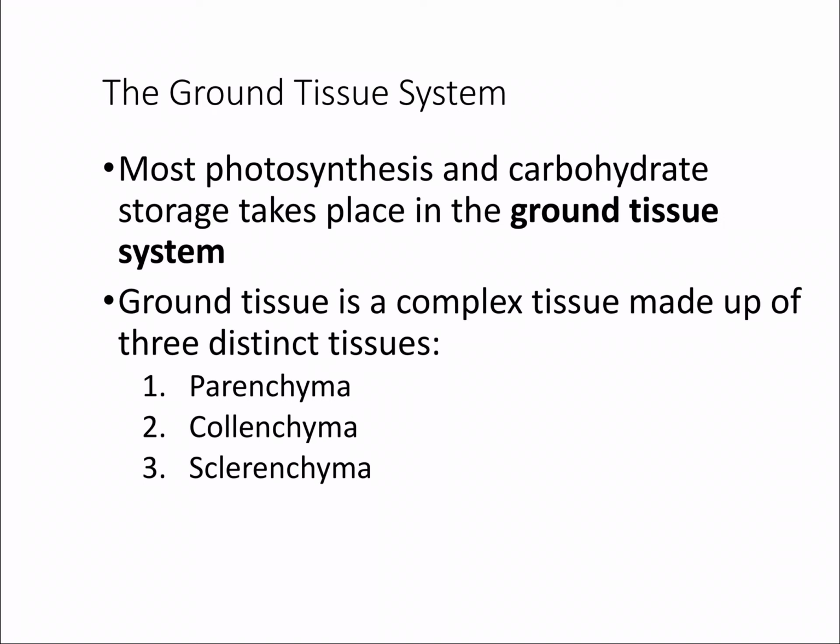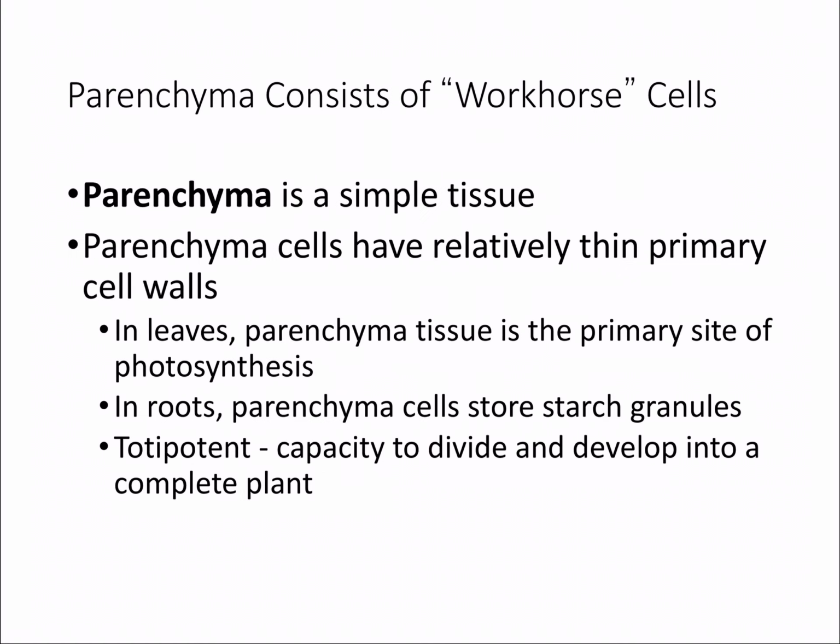So underneath of that epidermal tissue, the dermal tissue system, we've got the ground tissue system, and there are three different types of tissues that make up the ground tissue. Now we're further subdividing ground tissue into its three types: parenchyma, collenchyma, and sclerenchyma. So the first one, the parenchyma, is a very simple tissue. They have thin primary cell walls, and the parenchyma is the primary site of photosynthesis. So you can remember P for parenchyma, P for photosynthesis.